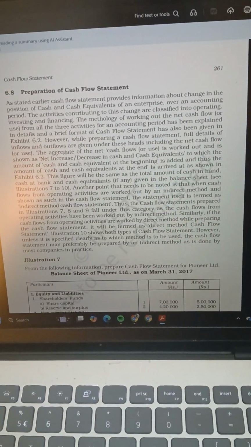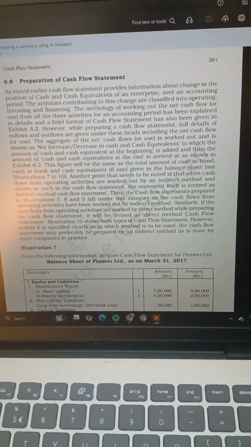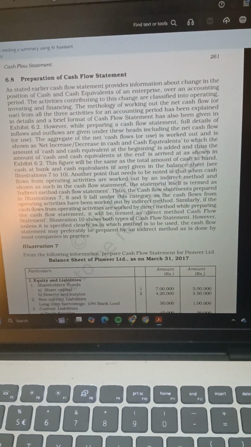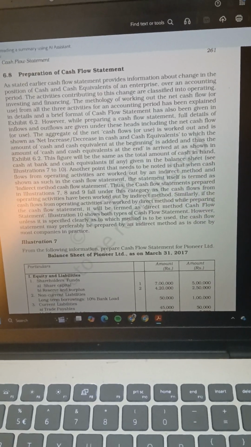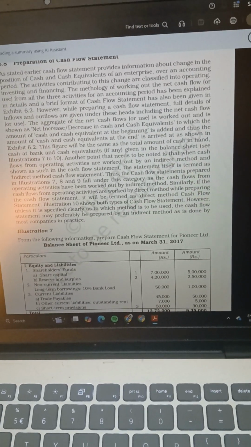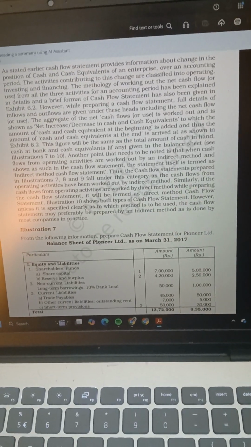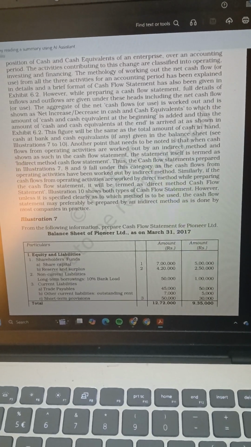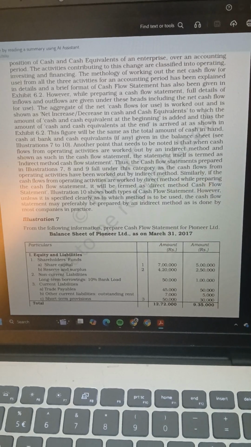However, while preparing a cash flow statement, full details of inflows and outflows are given under these heads, including the net cash flows. The aggregate of the net cash flows is worked out and is shown as a net increase or decrease in cash and cash equivalents, to which the amount of cash equivalents at the beginning is added, and thus the amount of cash and cash equivalents at the end is arrived at.